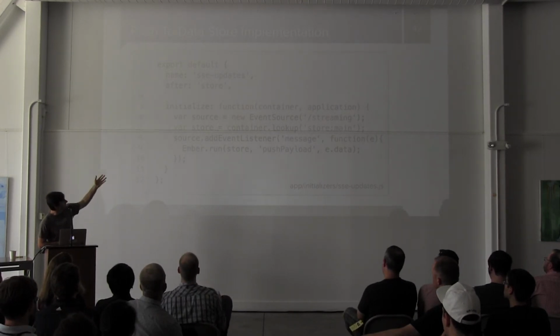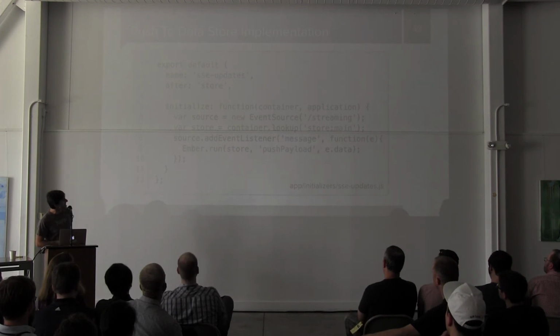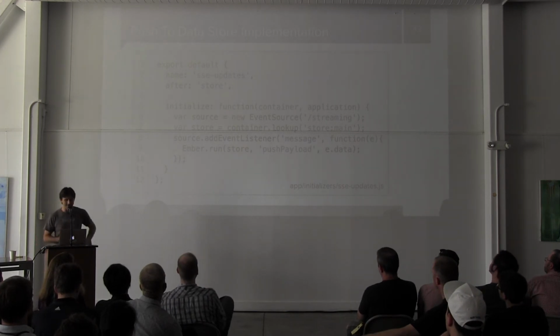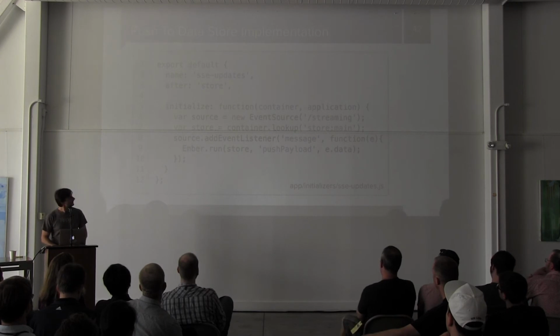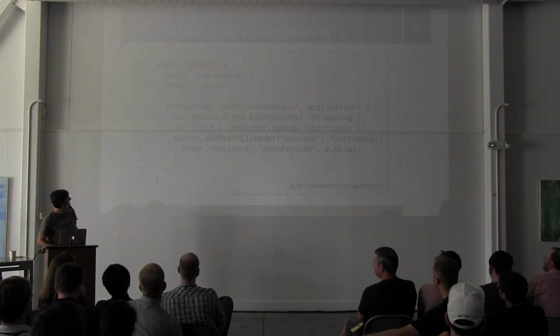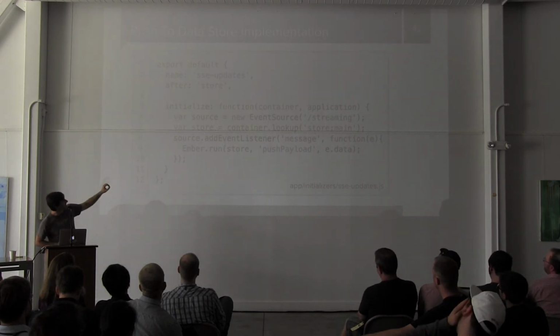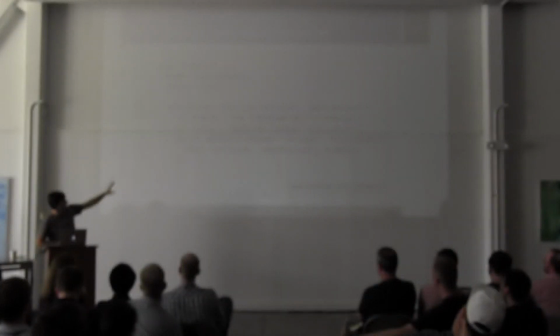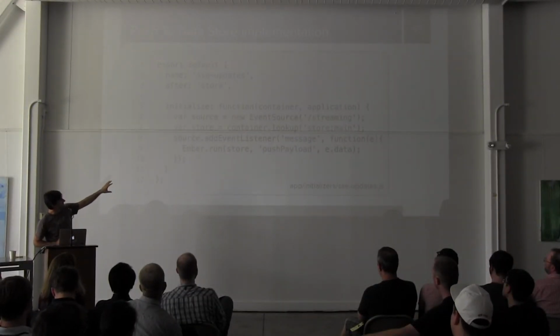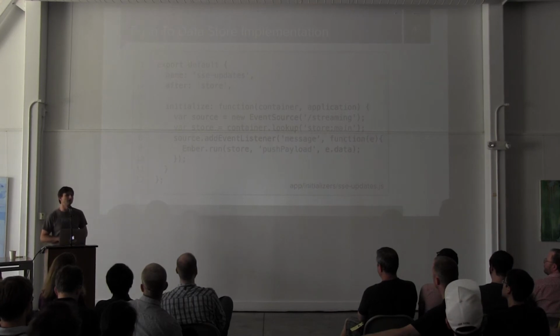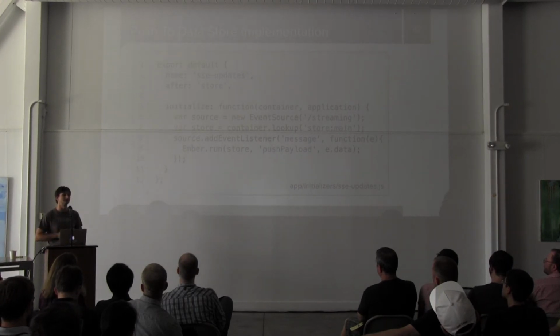We create a closure to the store by looking it up from the container. And then any time we get this message, right here on line 9, we're going to say the equivalent of store.pushPayload with e.data. We're using this Ember.run syntax so that we can avoid an autorun, because whenever you're dealing with events that come from outside of Ember, you typically want to wrap those in a run loop.